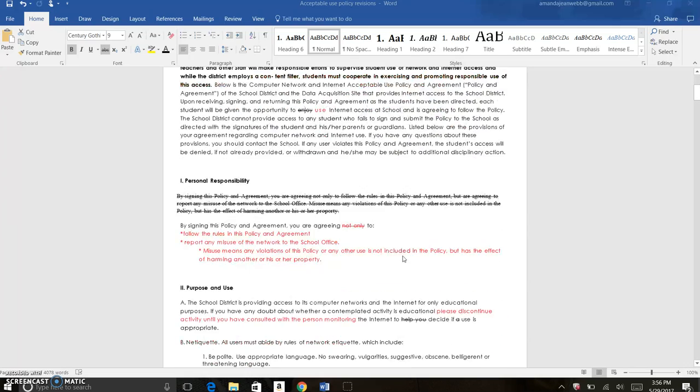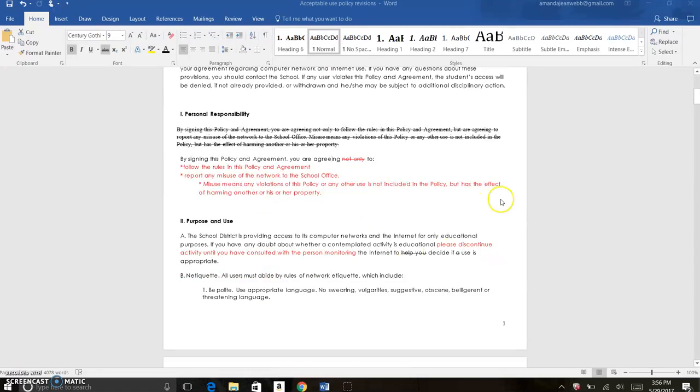Down in the personal responsibility, I thought it was important to really focus on what the personal responsibility of each student was, and it was hard just through a statement to see what it was, so I took that whole thing out and made it a bulleted statement to make it easier to read. So I changed the word not only, took that out, and then I bulleted it. So it says follow the rules in this policy and agreement and then report any misuse. And then I left the part that explains what the misuse is.